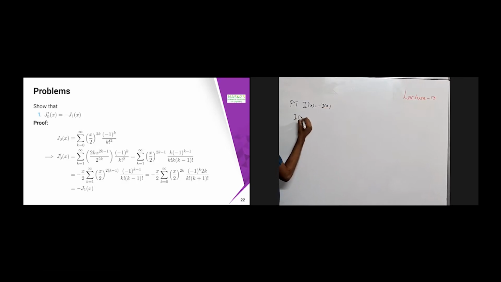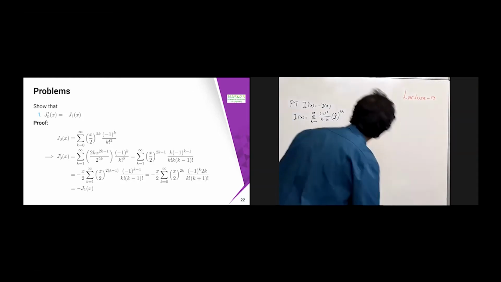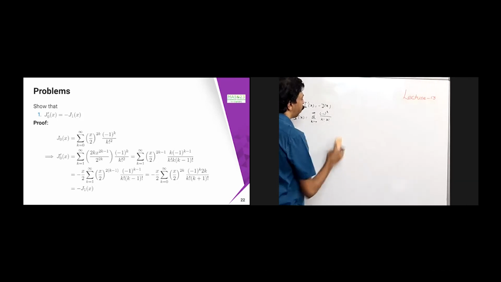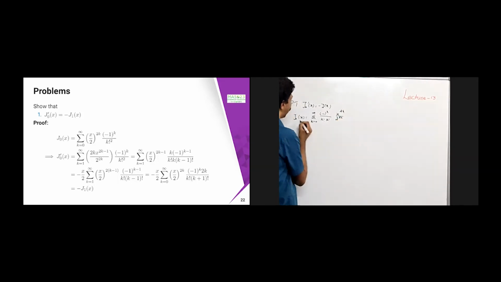Solution: J0 of x is equal to x by 2 power nu, but nu is 0, therefore that is not going to be there. Summation k equal to 0 to infinity, minus 1 power k divided by k factorial into k plus n factorial. Here n is 0, therefore this is also k factorial, into x by 2 whole power 2k. I will write this as x power 2k divided by 2 power 2k, because once I do the differentiation, I may forget to put that 2k over there.